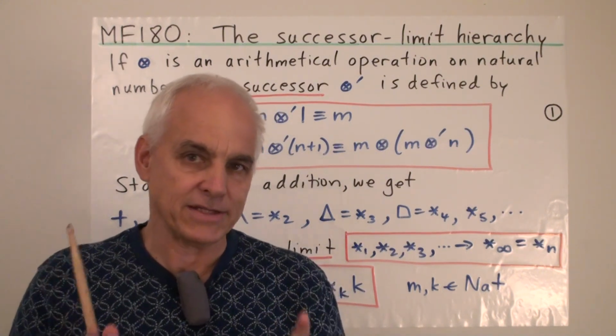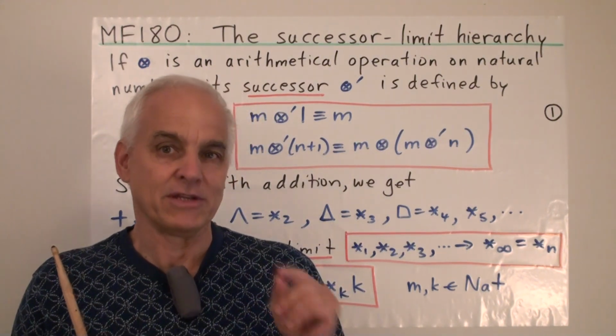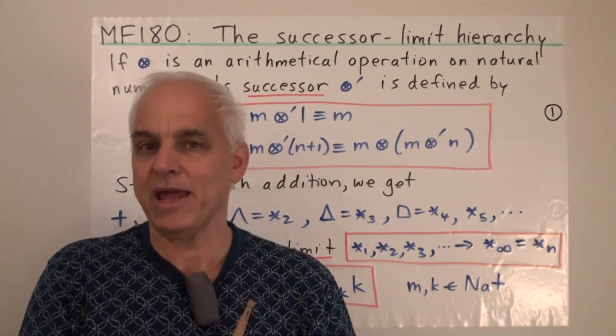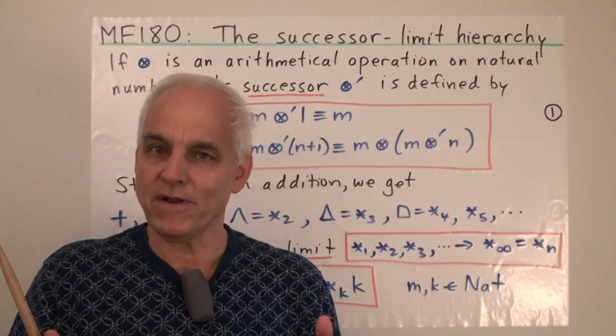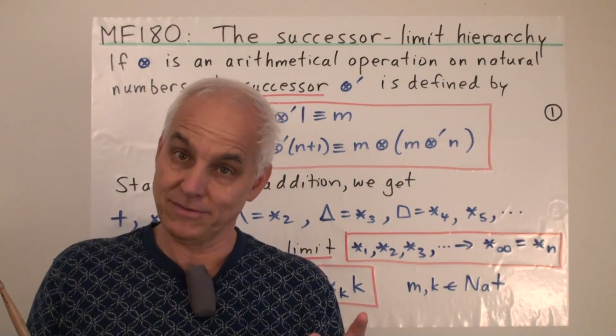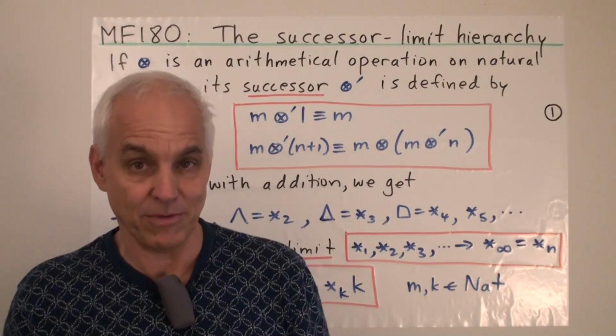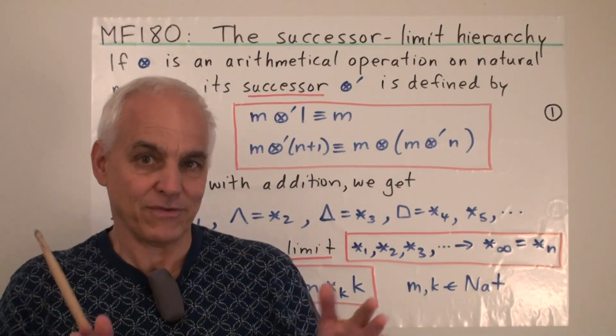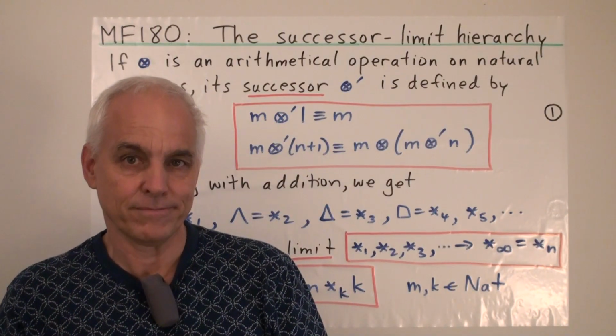We'll also see that this successor-limit hierarchy has a very profound application to our understanding of numbers and infinities, and also it turns out to infinitesimals. That's going to be down the road a little bit, but this is laying some groundwork for that.